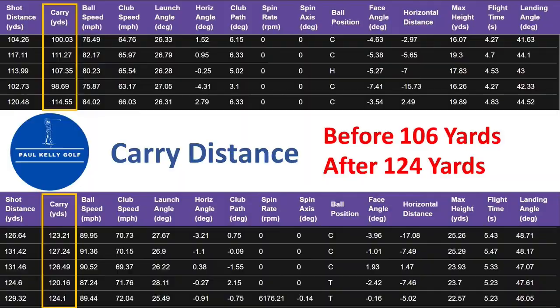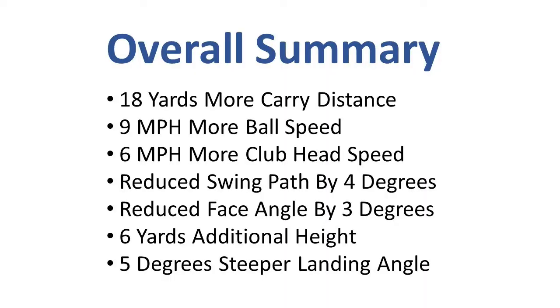So how did all this come out? Well, if we look at our summary, 18 yards more carry distance, 9 miles an hour of ball speed, 6 miles an hour more club head speed, reduced the swing path by 4 degrees, reduced face angle by 3 degrees, 6 additional yards of height, and 5 degrees steeper landing angle.